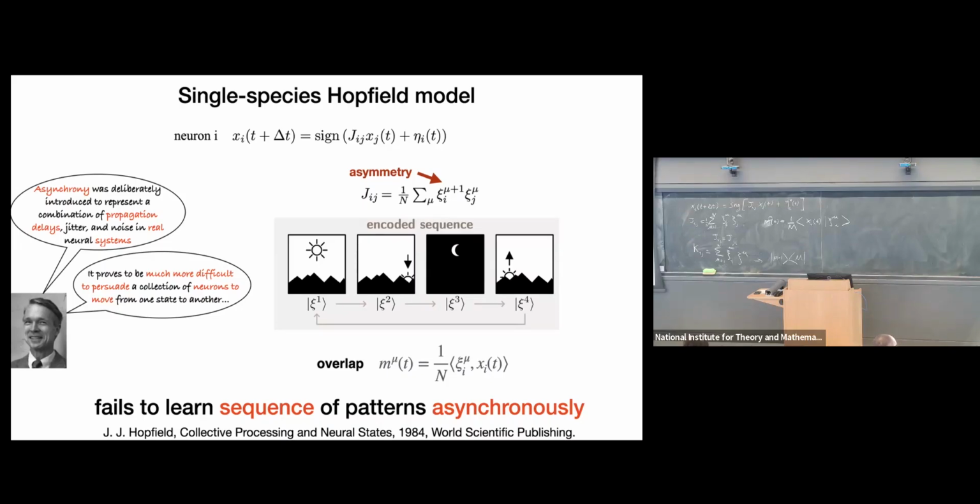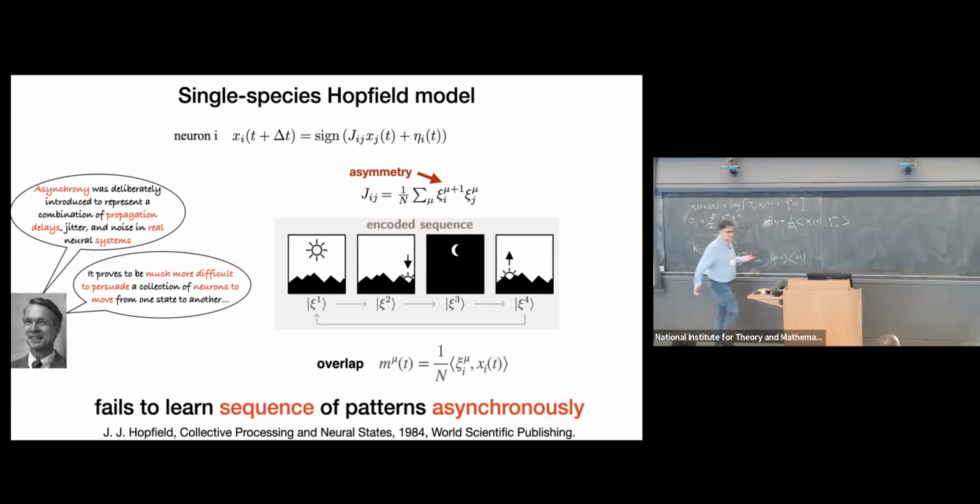What he's saying is that whenever you think, as Hopfield did, of emergent computational ability, not only in neural networks as algorithms, but also in physical systems that embed it, none of these things will be naturally synchronized. And then he says, it proves to be much more difficult to persuade a collection of neurons to move from one state to another. Okay? And what does that mean?